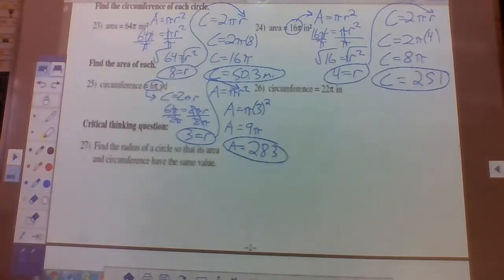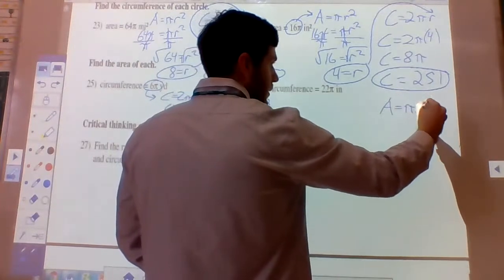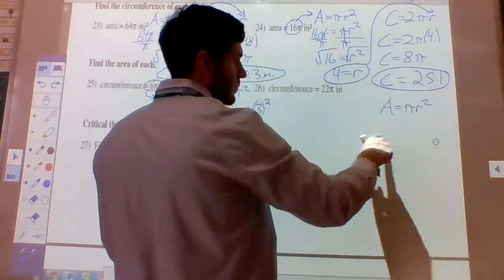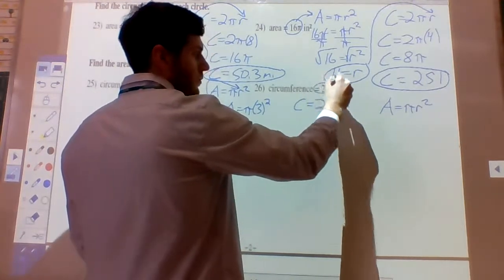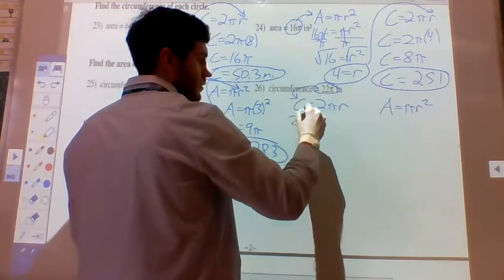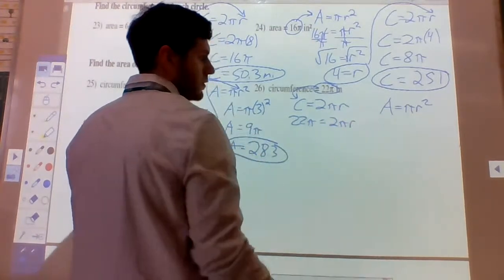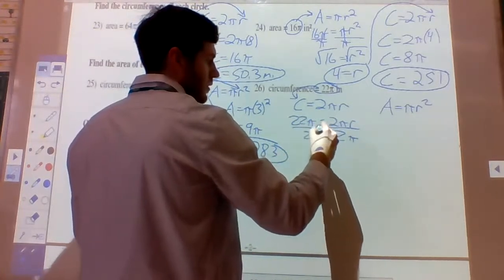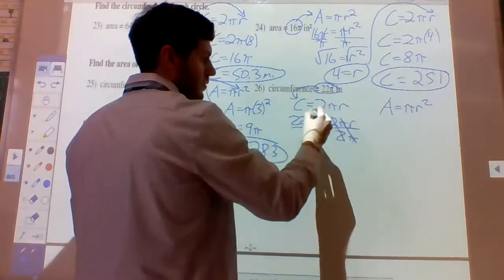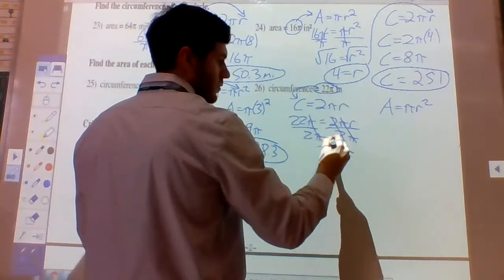Number 26. Again, we want to find area. Area is pi r squared. To find area, we got to find the radius, so we need to use the circumference. Okay, the circumference is 22 pi, so 22 pi equals 2 pi r. So we're going to divide both sides by 2 pi. Okay, 22 divided by 2 is 11. So 11 equals r.